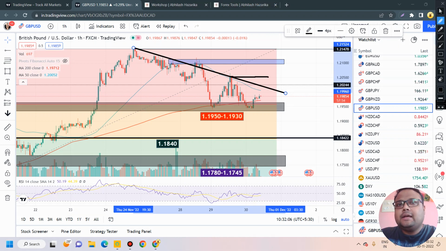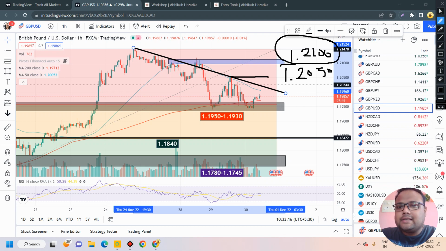1.2050 and 1.2100. These two are the levels from where you can expect to take a sell position if the market breaks the trend line. The reason is previous price rejections around this area. We have seen a good amount of price rejection around this area, so definitely we can expect that if the market goes up, it will face some selling pressure around this area.